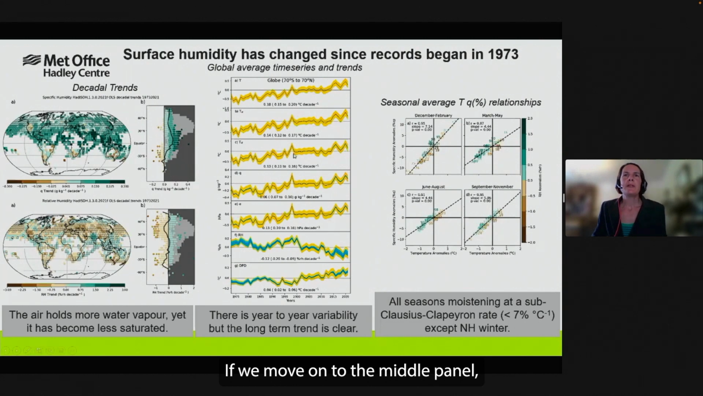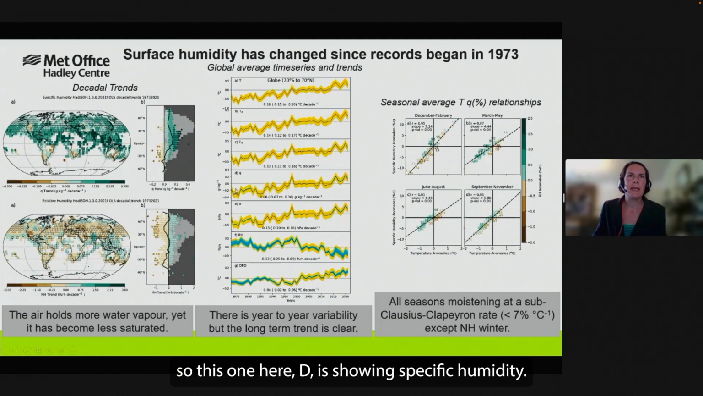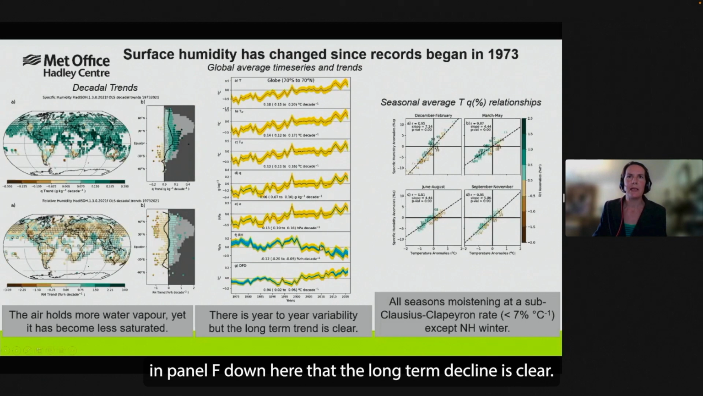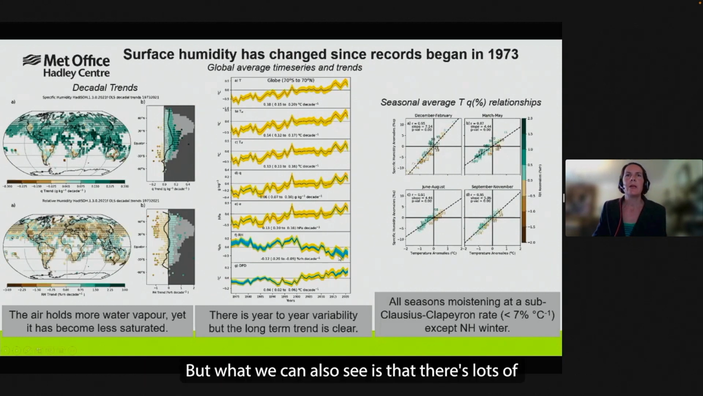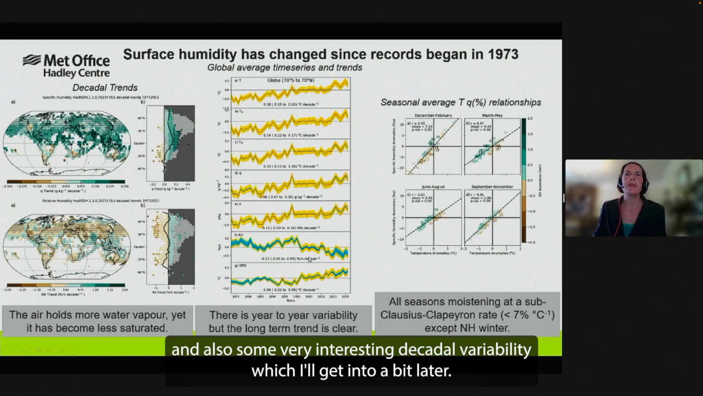If we move on to the middle panel, this shows us the global average time series in various humidity parameters. So this one here, D, is showing the specific humidity. And you can see that overall the long-term trend is clear, and you can see the same for the relative humidity in panel F down here, that the long-term decline is clear. But what we can also see is that there's lots of strong year-to-year variability, and this is associated with things like the El Nino and La Nina, and also some very interesting decadal variability, which I'll get onto a bit later.